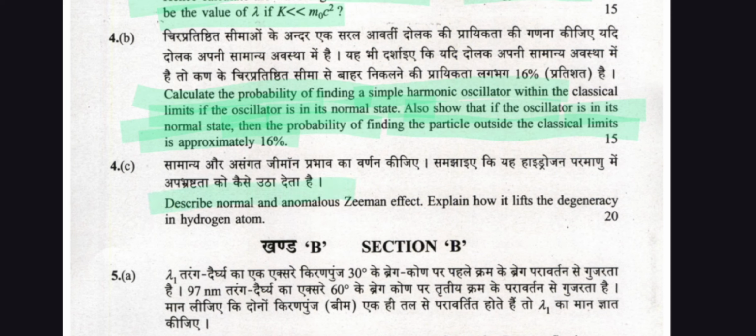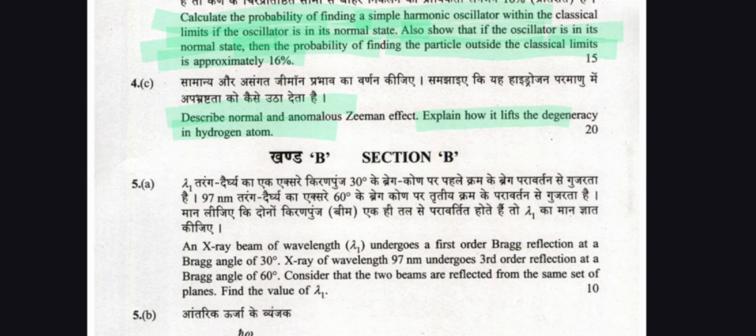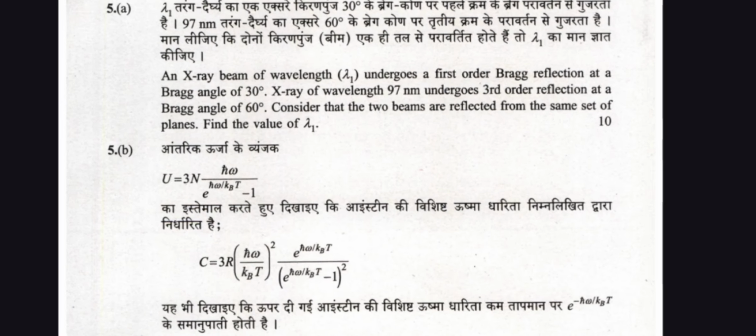Describe the normal and anomalous Zeeman effect. Explain how the degeneracy is lifted in a hydrogen atom. Question number, section B. Question number 5a.